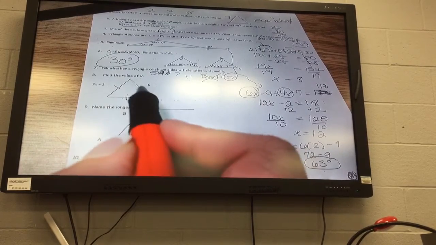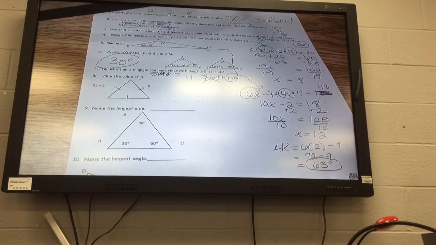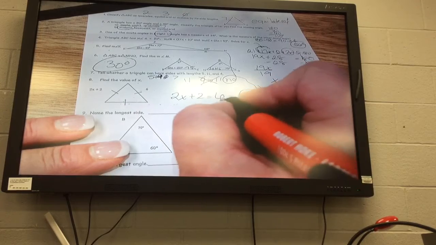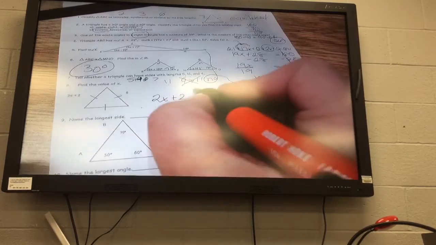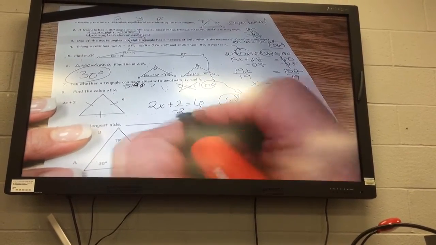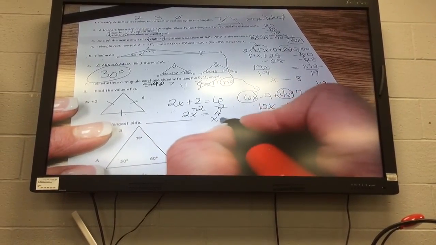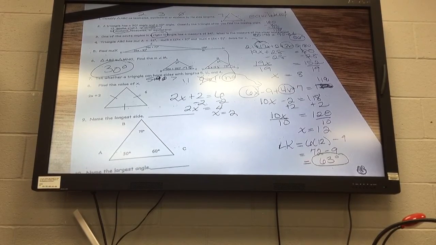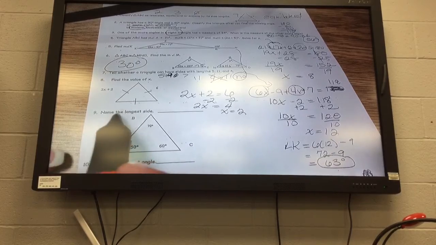These tick marks mean that these 2 sides are congruent. Yeah, all 3 sides are equal, but I don't need to deal with that third side. I just need 2X plus 2 equals 6 and solve. All right, so I'm going to subtract 2 from both sides, and I get 2X equals 4, divide by 2, and I get X equals 2. Questions on that?